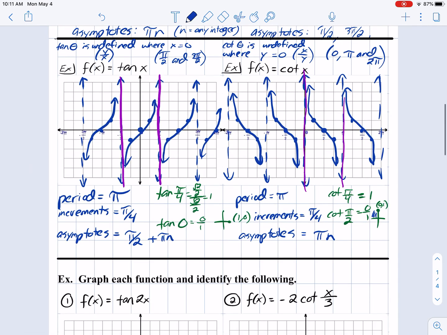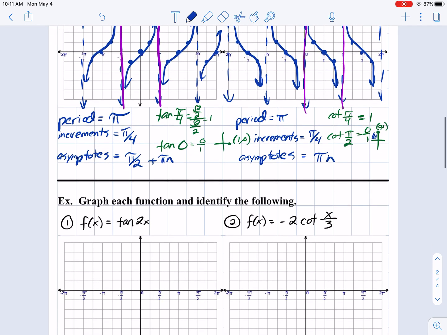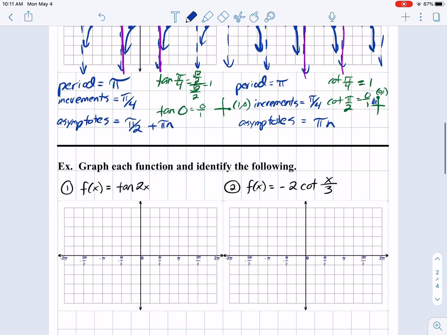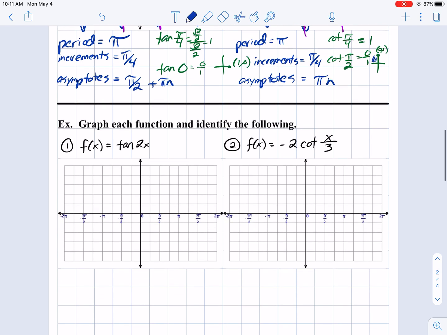So what I'd like to do now is just finish up with you guys graphing each of these functions with some transformations applied. I'm not going to write the transformation notation again. It's the same for sine and cosine, what the a, b, h, and k do. Maybe let's just do one of these together. Let's do number 2 together with you guys.